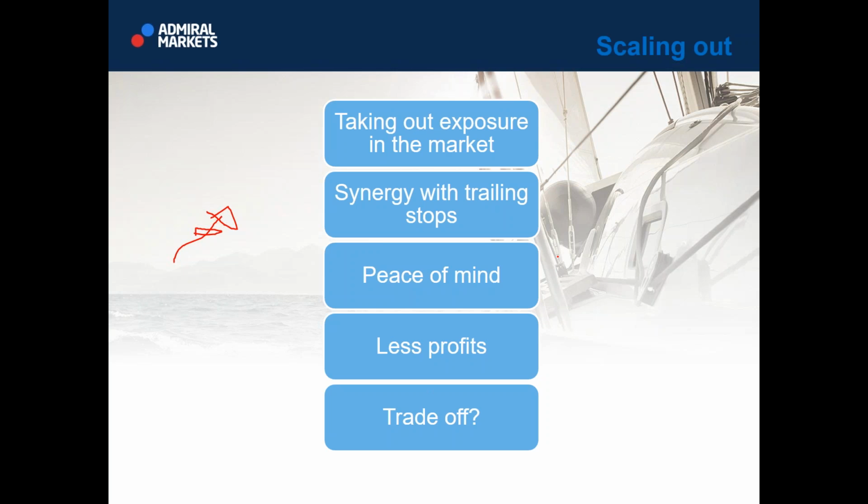Now that is what you need to comprehend within yourself and to make a trade-off. Whether you will risk to scale out, or you want really to have a full trade with full profits. Obviously, when you scale out, your profits will be less, and because of that, a lot of traders simply stray away from scaling out.